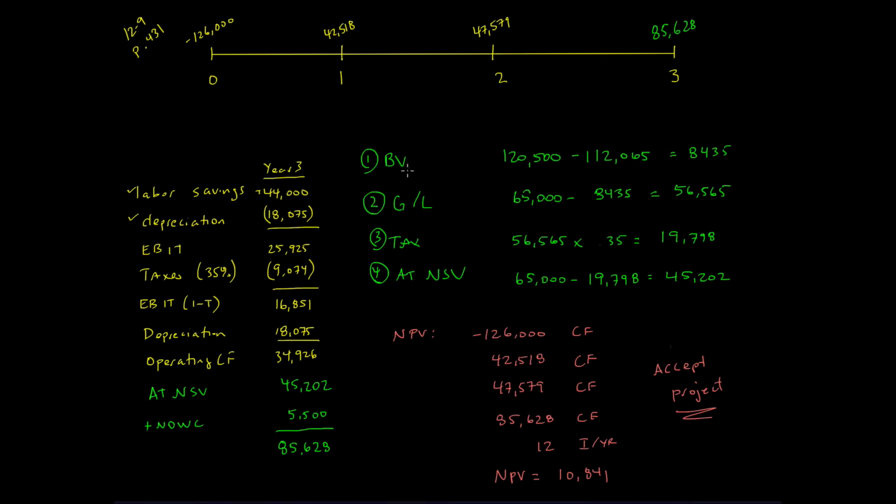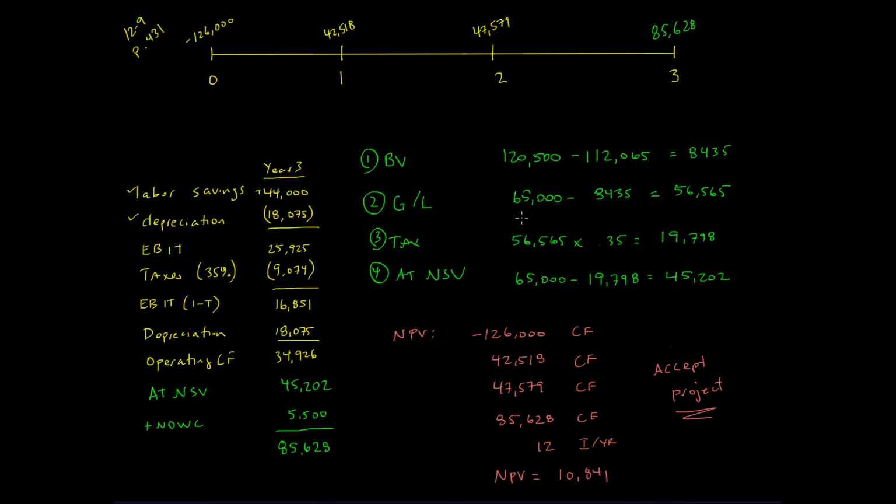I need to calculate book value first. Book value is cost minus accumulated depreciation. I originally paid $120,500 for this asset, and 93% has been depreciated: 33% in year 1, 45% in year 2, and 15% in year 3. If I add up all of that, that's 93% of $120,500, which is $112,065. That leaves me with a book value of $8,435.